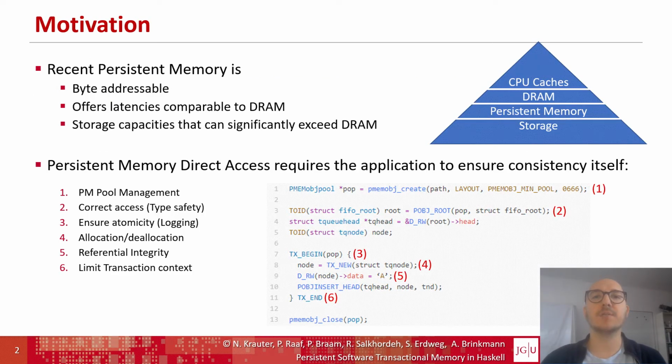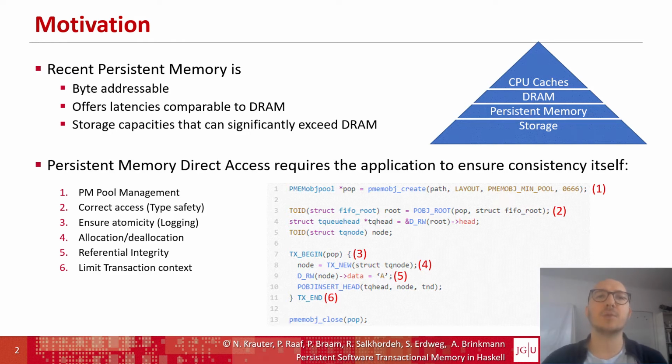In recent years, persistent memories, which are also called non-volatile main memories, have been gaining traction. They fill the gap between storage and DRAM with their unique characteristics. They are byte addressable, offer latencies comparable to volatile memory, and are a viable candidate for mass long-term storage due to their large capacities and persistent properties.